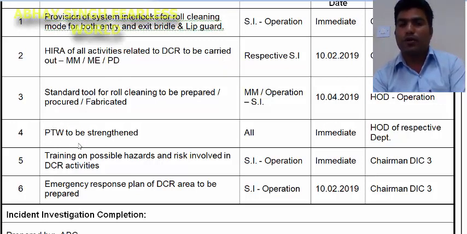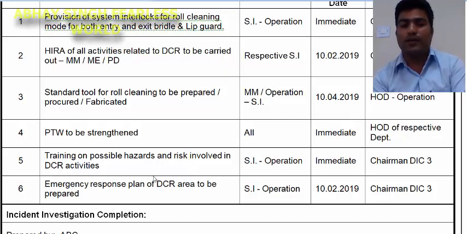And fourth is PTW to be strengthened. That means permit to work should be strengthened, made effective. Also, training on possible hazards and risks involved in the DCR activity. Training should be given to the operator and helper on the possible hazards and risks involved in DCR activity, not only in the cleaning of the roller, but also other activities which were done there.